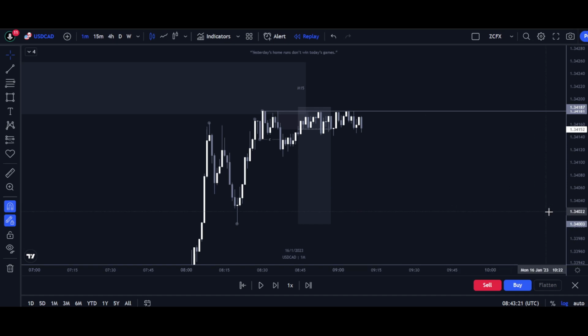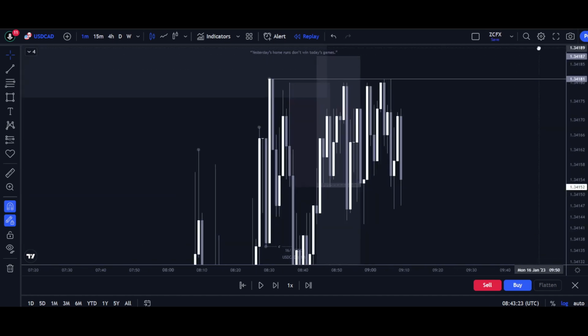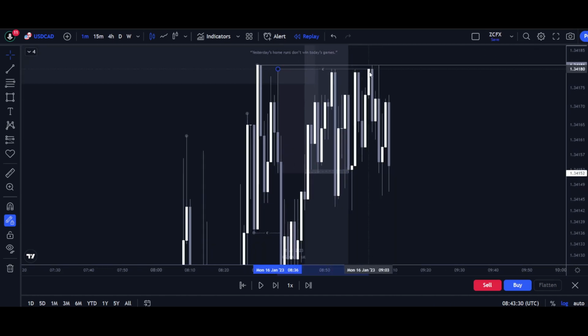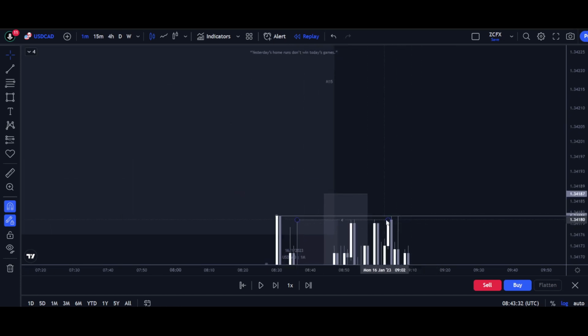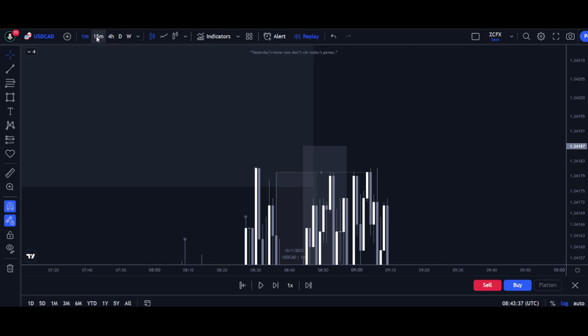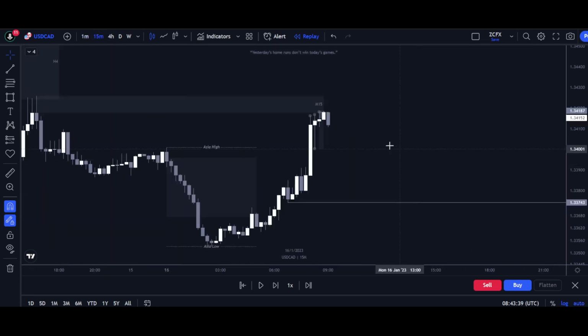But let me just check if this has CHoCHed bullish, because I believe it has. Yeah, so we CHoCHed back bullish here as well. As you guys can see, we closed back above. I'll remove this as well, because we don't need that. That's just the 15-minute high. What we will do as well, we'll look at the 15-minute.